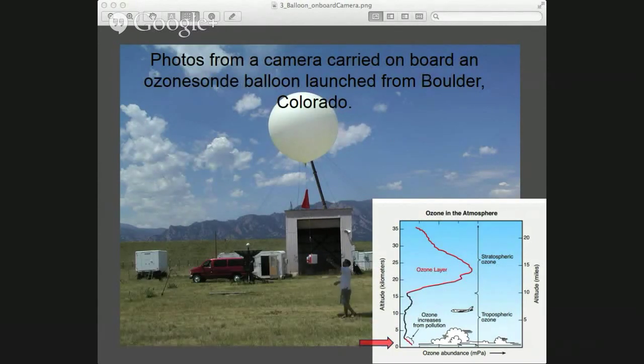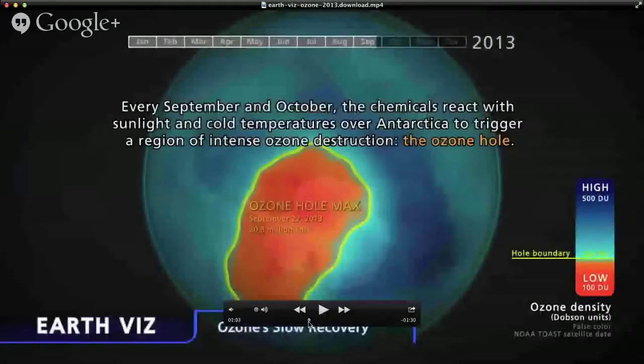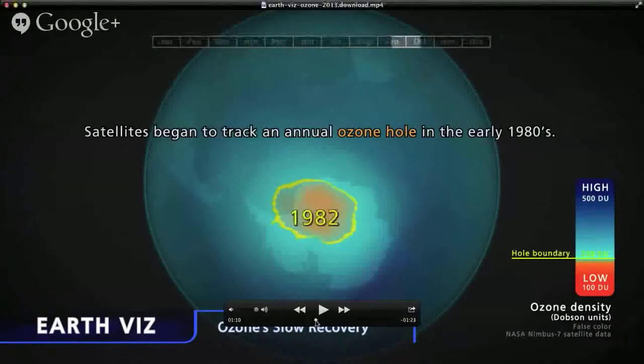Excellent. So let's talk a little bit now about the ozone hole, its past, its present, and its future. I'm going to cue up the visualization again. So let's look at a snapshot here of the maximum size of the ozone hole this year. It reached its maximum size on September 22nd, 2013.